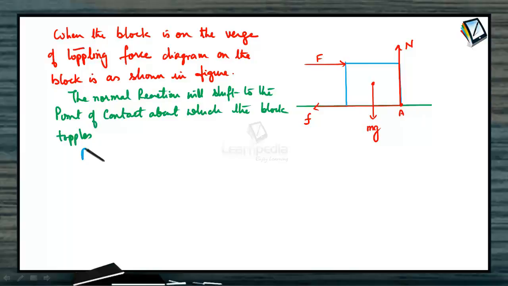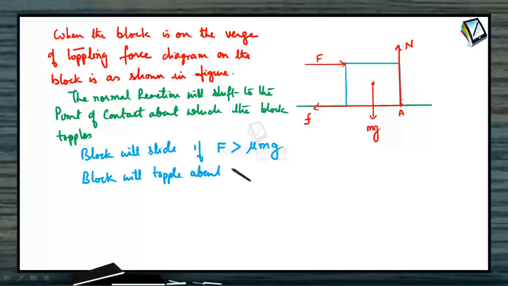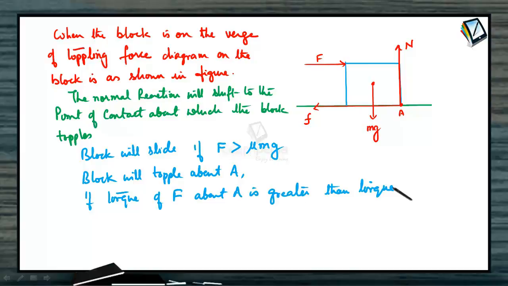One more point to note: the block will slide if this capital F is greater than the limiting value of friction force, and that is equal to mu mg. And the block will topple about point A if the torque of force F about A is greater than the torque of mg. That means, what is the torque about this point? Force into perpendicular distance. This distance is A, this height h is also equal to A. So when I apply a force F here, the torque of the force F will be F times A.